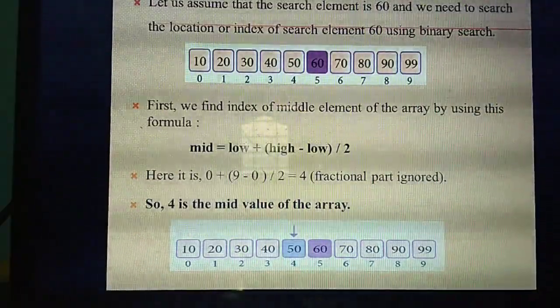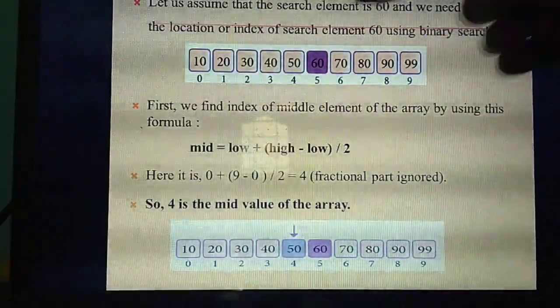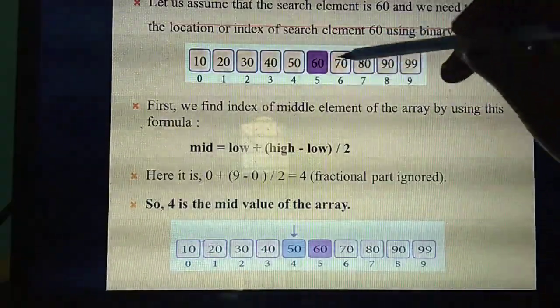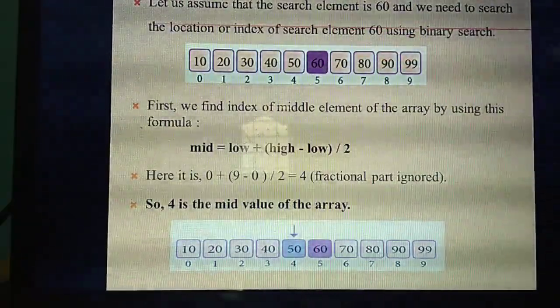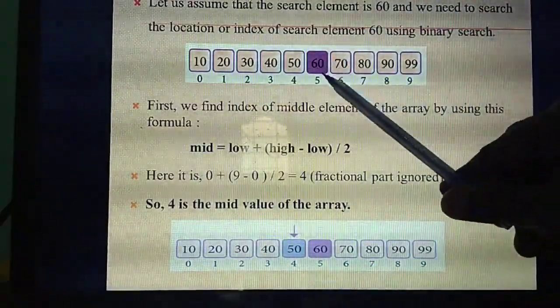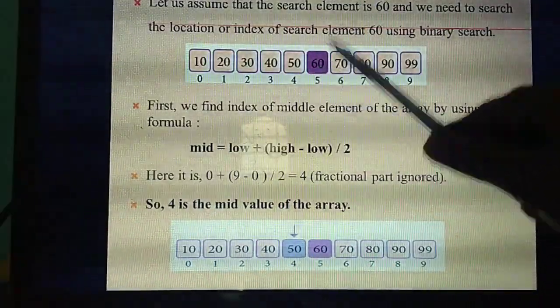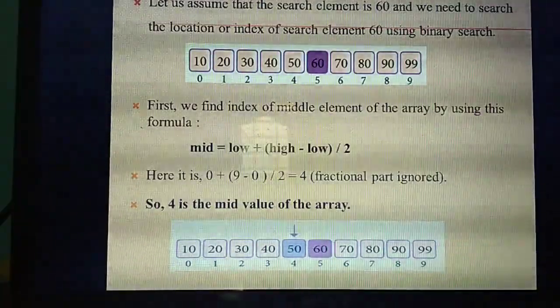What's the formula for calculating the middle value? Number of elements in an array divided by 2. What's the value? 10 divided by 2 equals 5. So what you need to shade. This diagram is very compulsory. You should draw the diagram and shade it with a pencil like this. So I get the answer 5. What's the value present at index 5? 60. Understand? So your search element is 60.